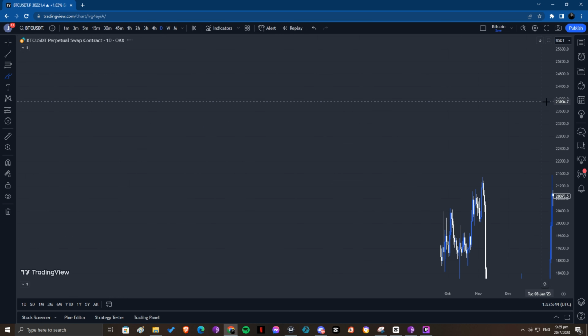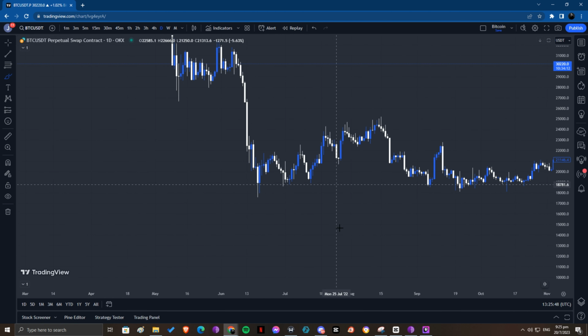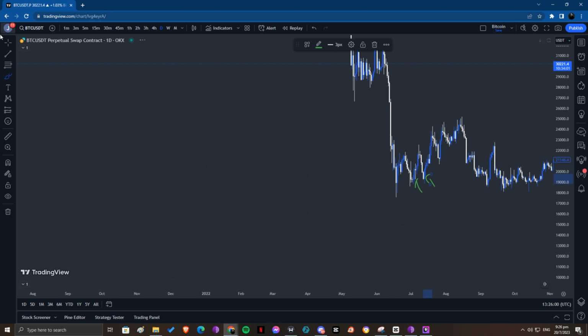For example, if we go to the daily, we can see the engulfings are clear. And for bearish, we didn't have much engulfings on the daily. Instead, we could actually see the engulfing candles on the lower time frame. So you want to look at the time frames dynamically.